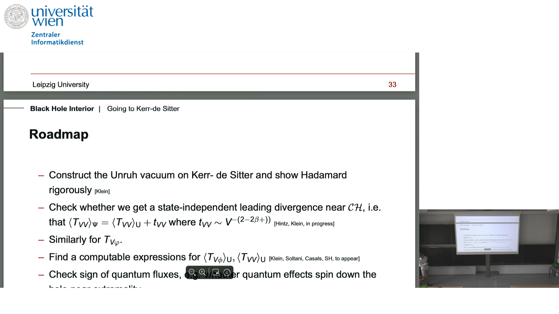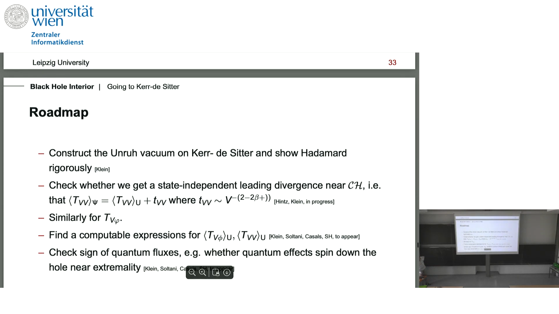And then, if one can say that the Unruh state gives the representative effect, then one would like to actually compute it, and one would like to have a computable expression for it, and then actually compute it. And this has been recently achieved by us with a paper that should appear soon. And one would like to check whether quantum fluxes change sign, etc., whether a quantum angular momentum current will tend to spin up or down the black hole near extremality. And one can basically say things that are quite analogous to the charged scalar field and the charge current.